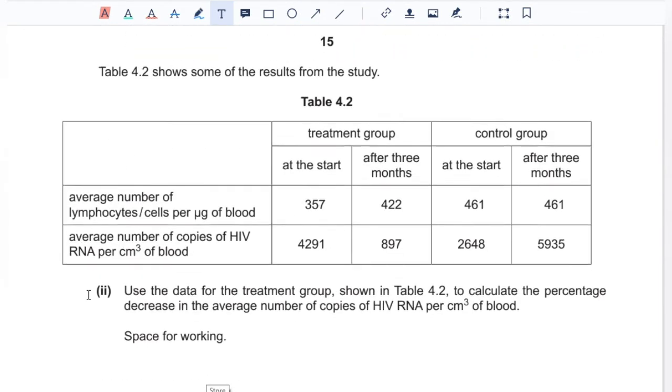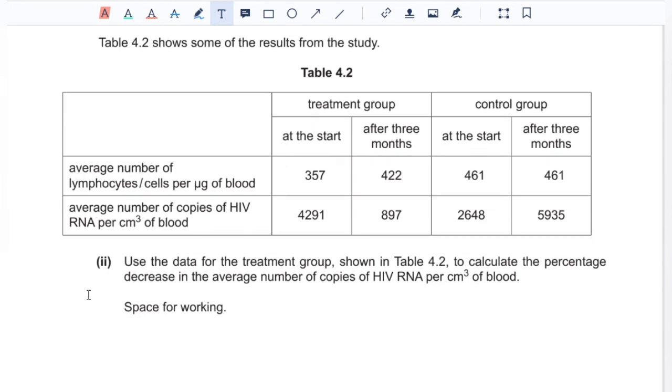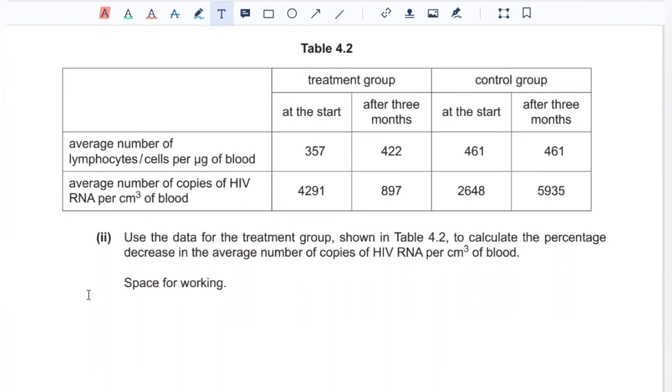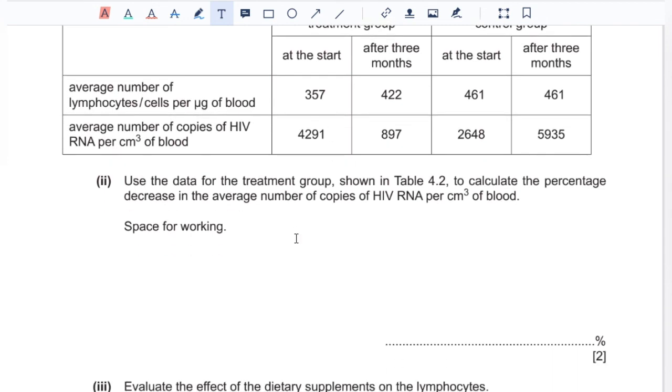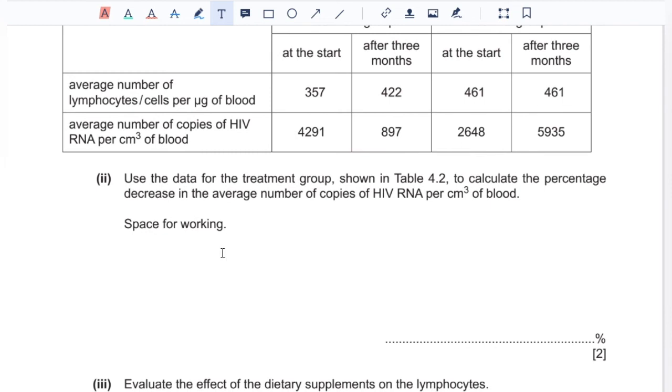Table 4.2 shows some of the results from the study. Use the data from the treatment group shown in Table 4.2 to calculate the percentage decrease in the average number of copies of HIV RNA per centimeter cube of blood, and you're given the space for working. So to find out the percentage decrease in the treatment group, you've got the treatment group data here, and a decrease in the number of HIV RNA. We would find the change, that would be 4291 minus 897 divided by the initial value, which is this, and then multiply the fraction by 100, and that gives the answer as 79.